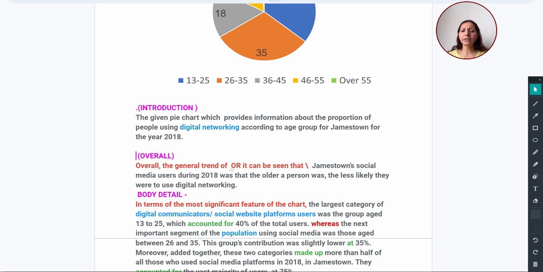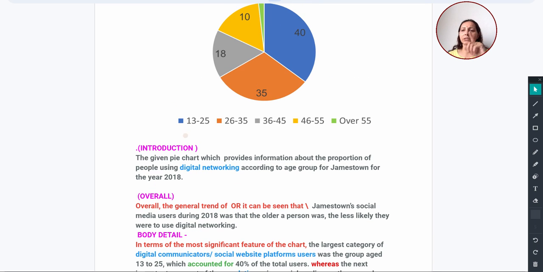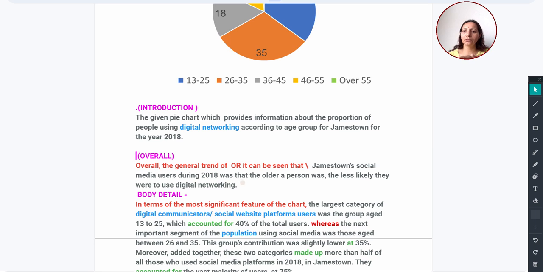So for the general trend here, I have written overall, or you can write, it can be seen that among Jamestown social media users during 2018, the older a person was, the less likely they were to use digital networking. Or you can just highlight this is the highest user, the youngest group, and this is the lowest user of social media. You can highlight this point here in different language. So this is difficult language.